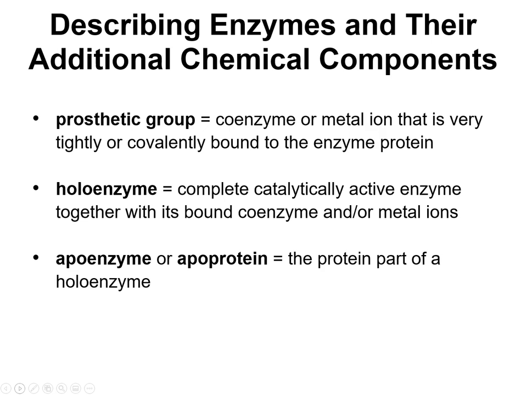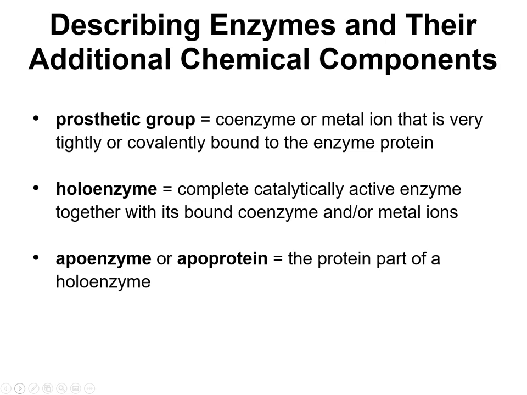There are some additional chemical components that enzymes can have. There's the prosthetic group, and that just means that you have a coenzyme or a metal ion that is super tightly bound, or even covalently bound in some cases, to the enzyme.